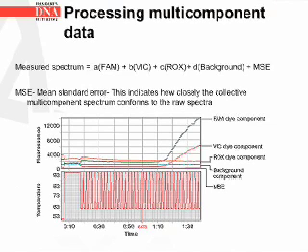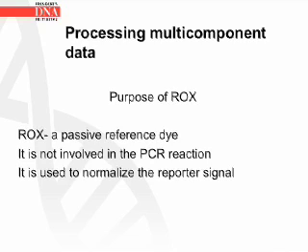This diagram shows how the measured spectrum is broken down into its individual components. The formula for the measured spectrum is given by A plus B plus C plus D plus MSE, where A is the fluorescence of the FAM dye, B the fluorescence of the VIC dye, C the fluorescence of the ROX dye, D the background fluorescence, and the MSE. The MSE stands for the mean standard error, and this indicates how closely the collective multi-component spectrum conforms to the raw spectra.